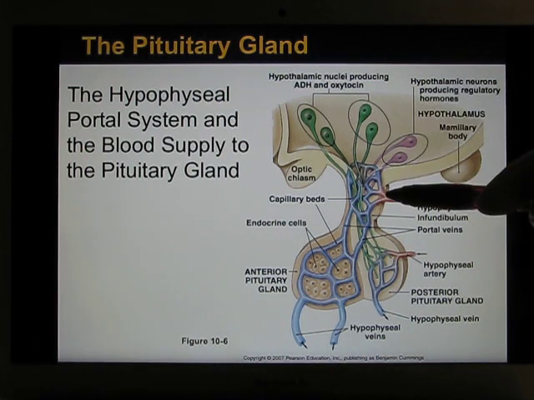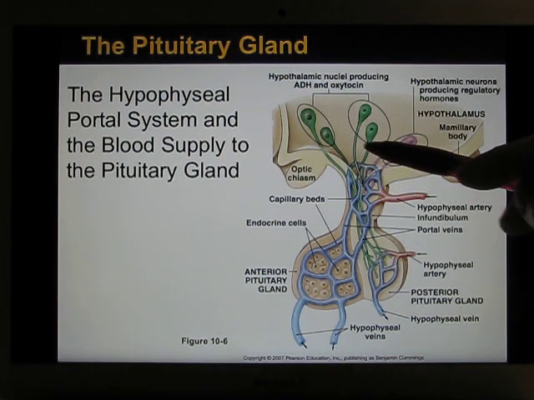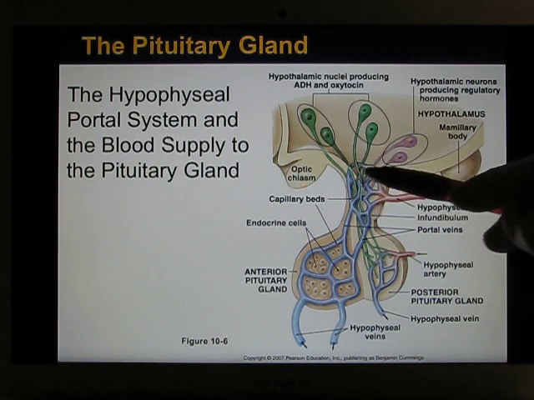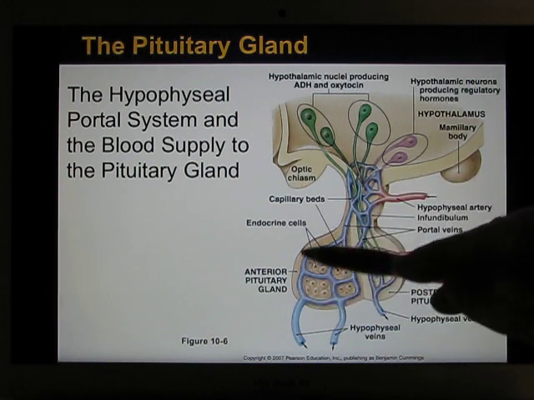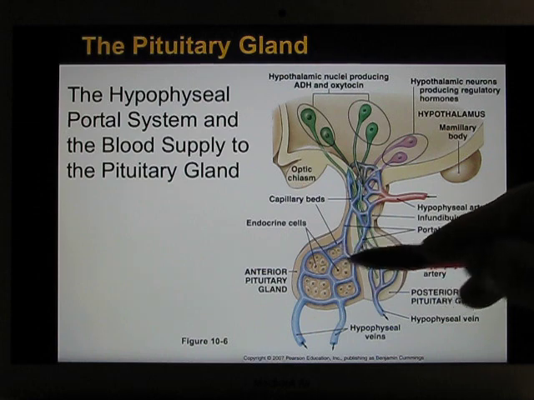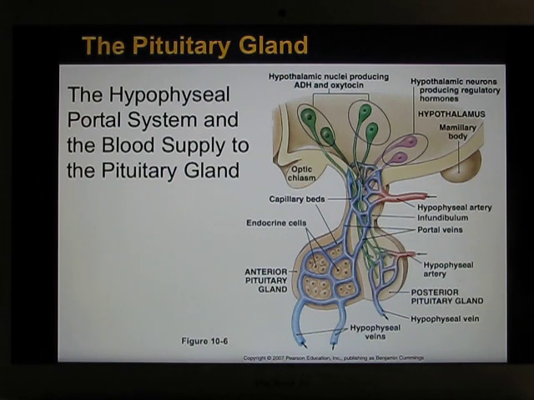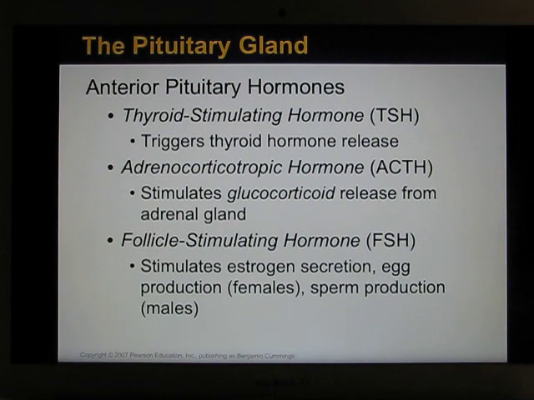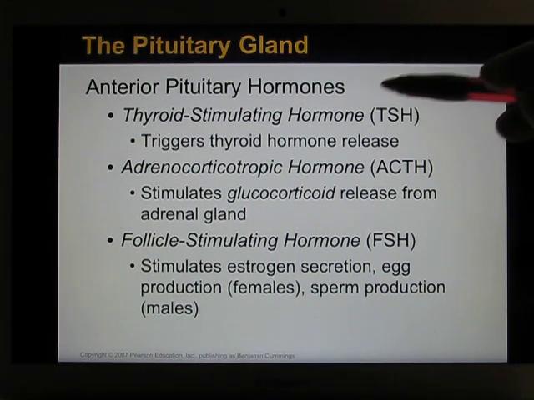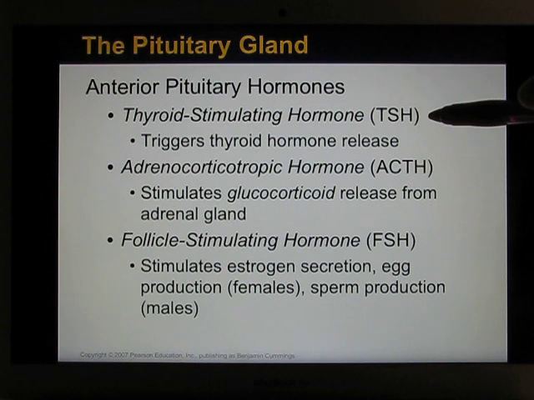So this slide shows you the hypophyseal portal system. You have a capillary in the hypothalamus connected to another capillary in the anterior pituitary gland. And these are the hormones released from the anterior pituitary gland, including the thyroid stimulating hormone, TSH. That's the hormone that goes to the thyroid gland and asks it to produce T3 and T4.